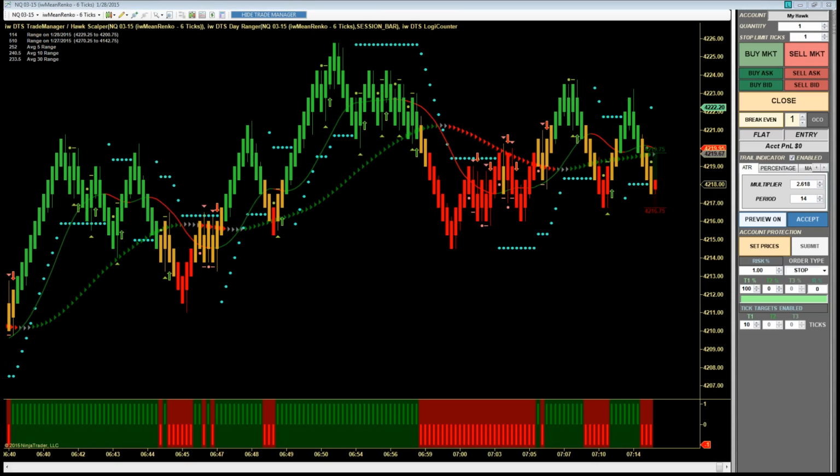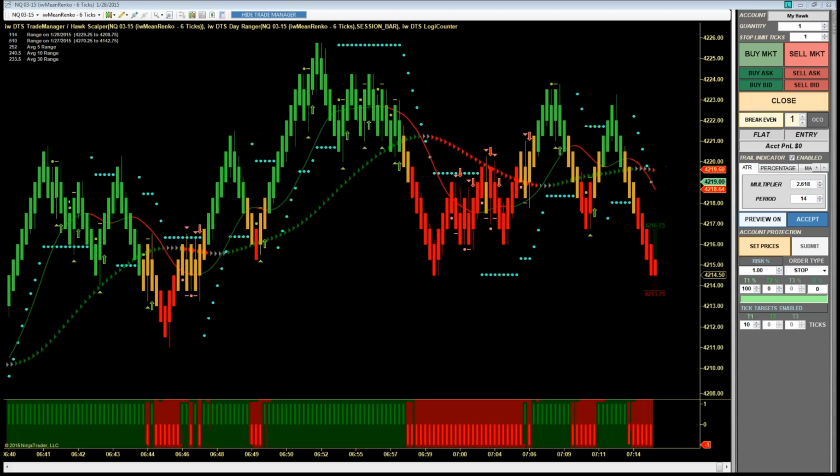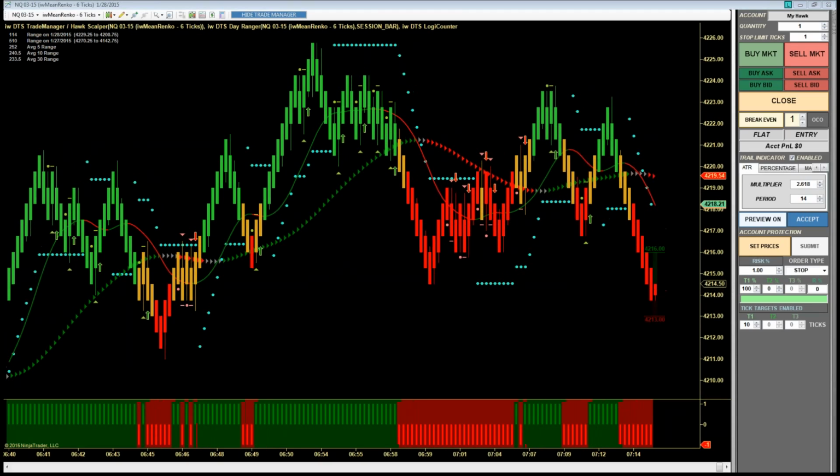The Day Ranger is located under the Premium Indicator section. And what it does is it tracks the average range of the market. So it gives you a feel for how the market is performing relative to how it has been performing.